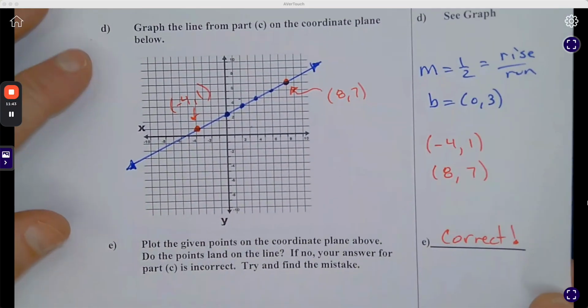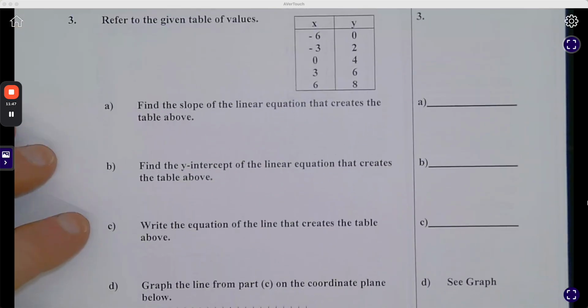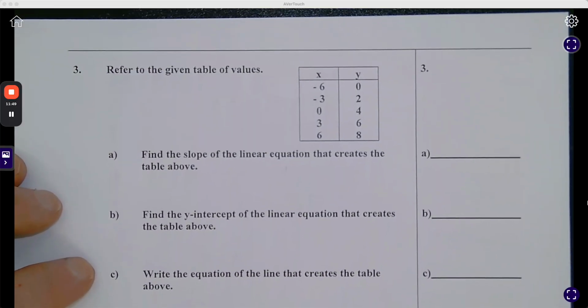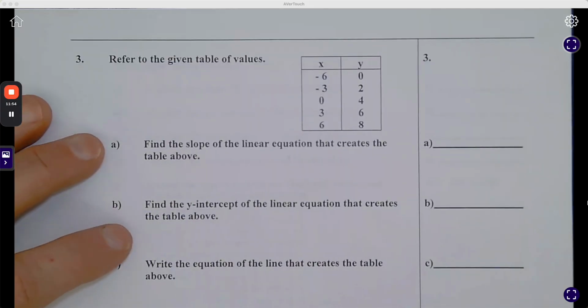Okay, let's do some more. Uh-oh. They're going to change it up a little bit. They're going to give you a table of values. This isn't bad. Actually, I like this. Find the slope of the linear equation that creates the table above.